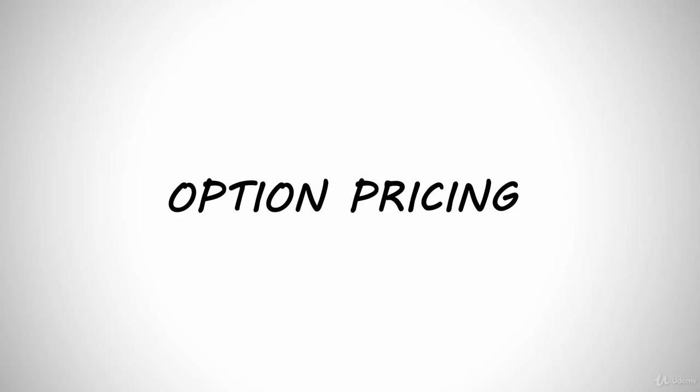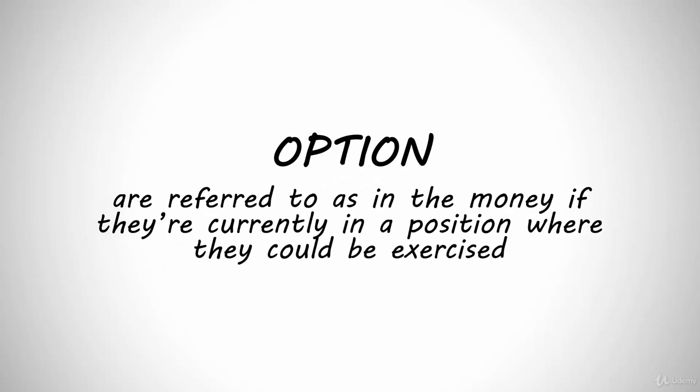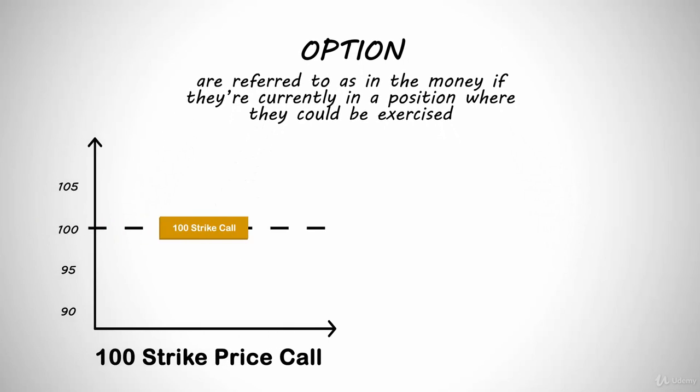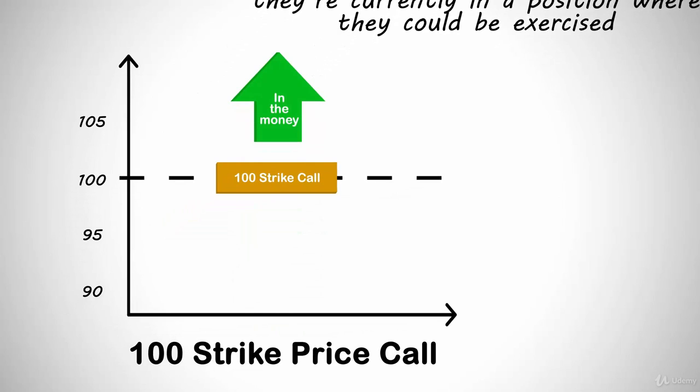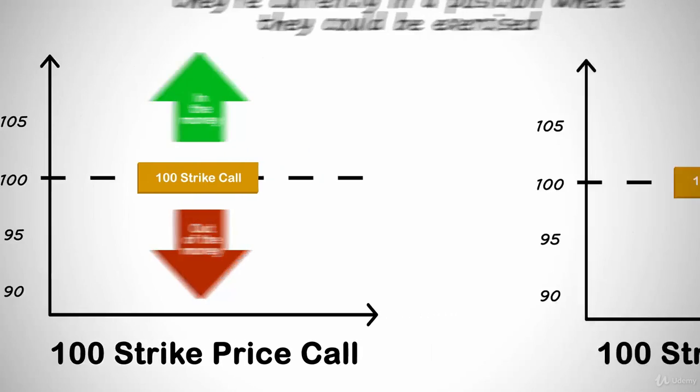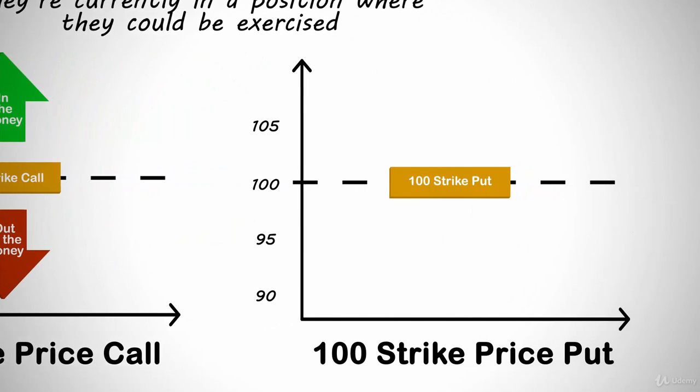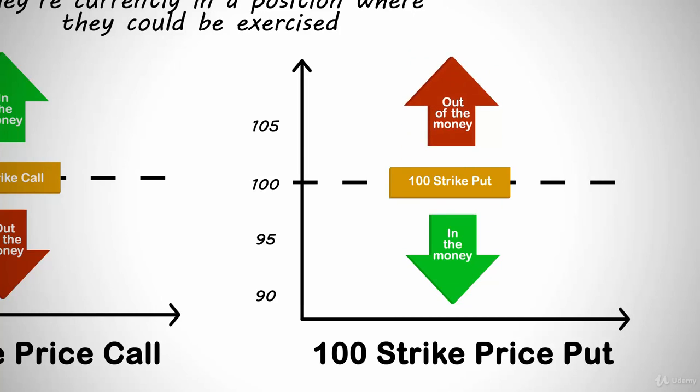Now, let's talk a little bit about pricing. Options are referred to as in the money if they're currently in a position where they could be exercised. In the case of a 100 strike price call, when the stock goes over 100, the option would be in the money. If the call is trading under 100, it would be said to be out of the money. As you probably guessed, a 100 strike price put would be considered in the money if the stock trades below 100, and would be considered out of the money when it trades above 100.